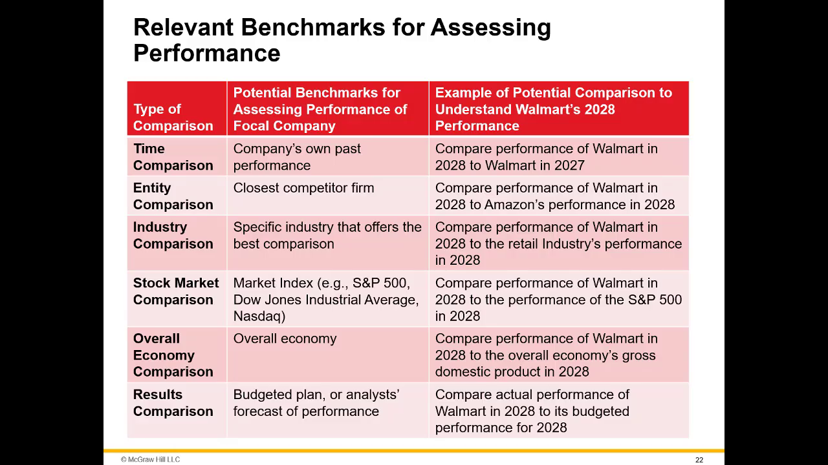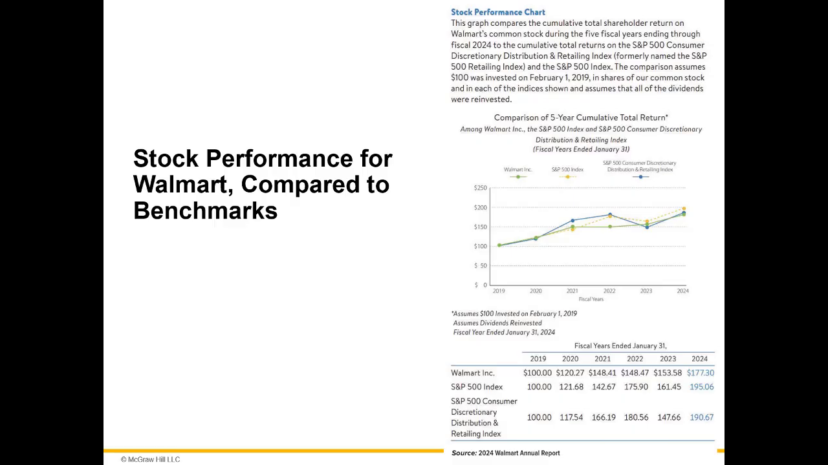So what are appropriate benchmarks? Well, over time, so certainly Walmart wants to compare its performance in 2028 to 2027. We're going to want to look at the closest competitor. Walmart probably considers its closest competitor right now to be Amazon. So compare its performance. How about compared to the industry, compared to the stock market? So how well did Walmart stock do compared to the S&P 500? The overall economy, as well as a comparison to budget. So did we at least hit our budget of what we expected? And so we can see these comparisons over time.